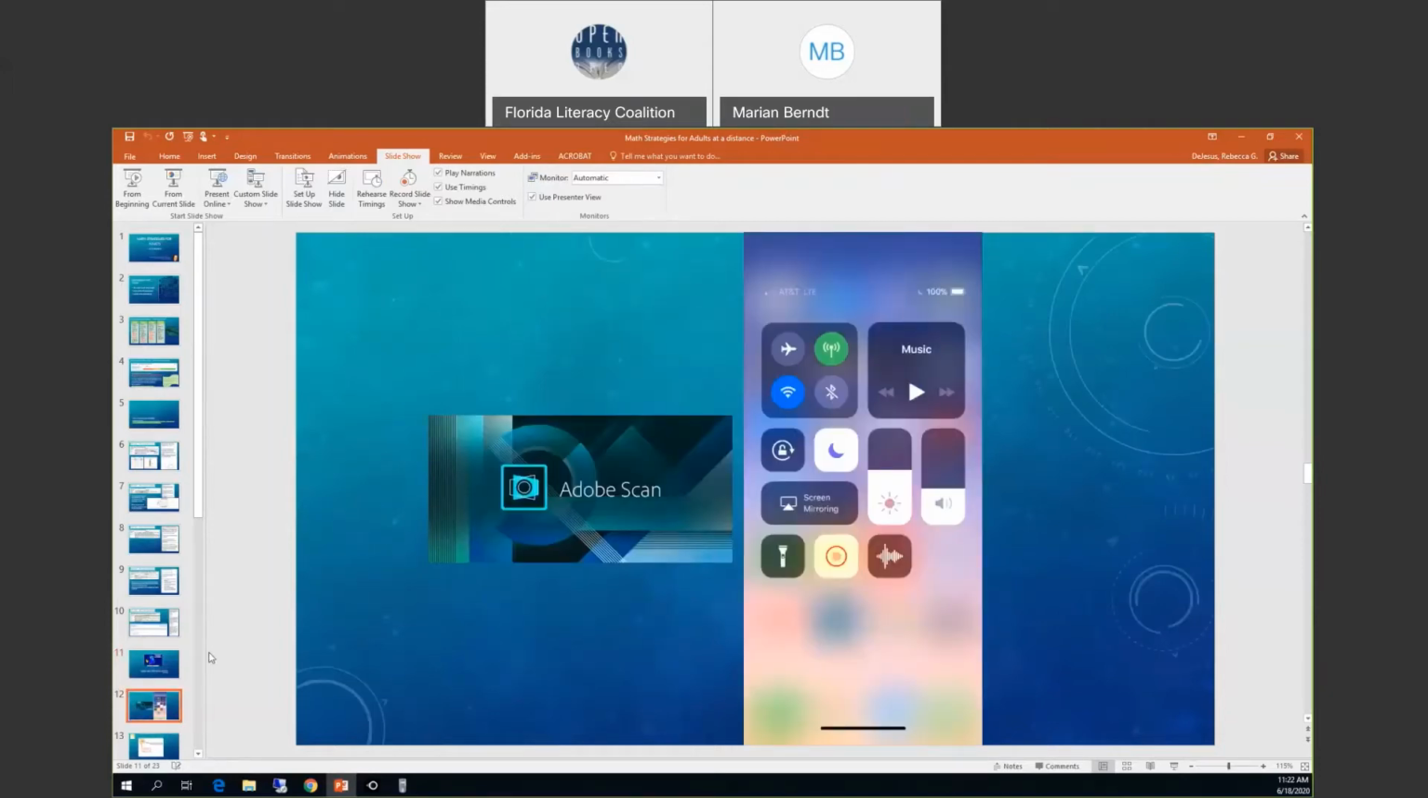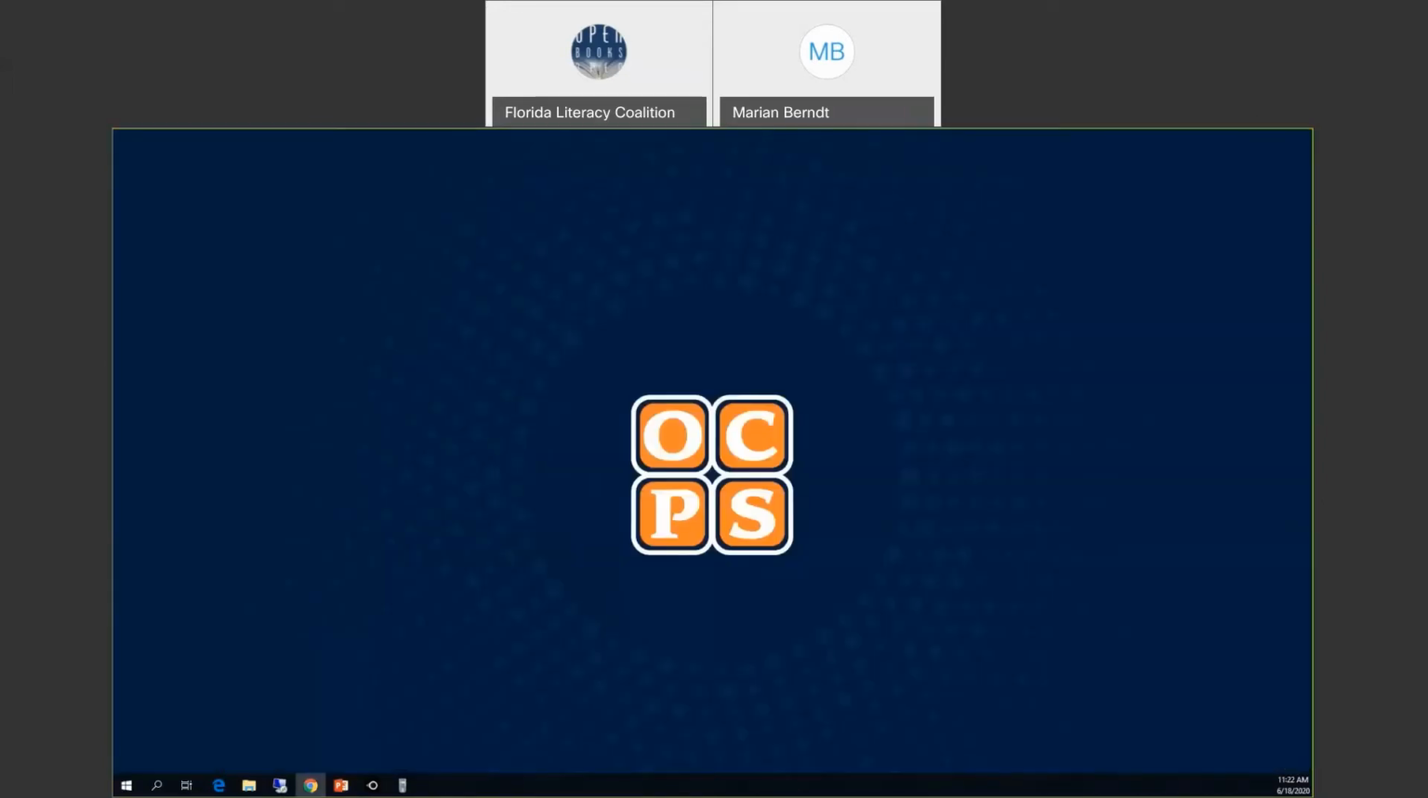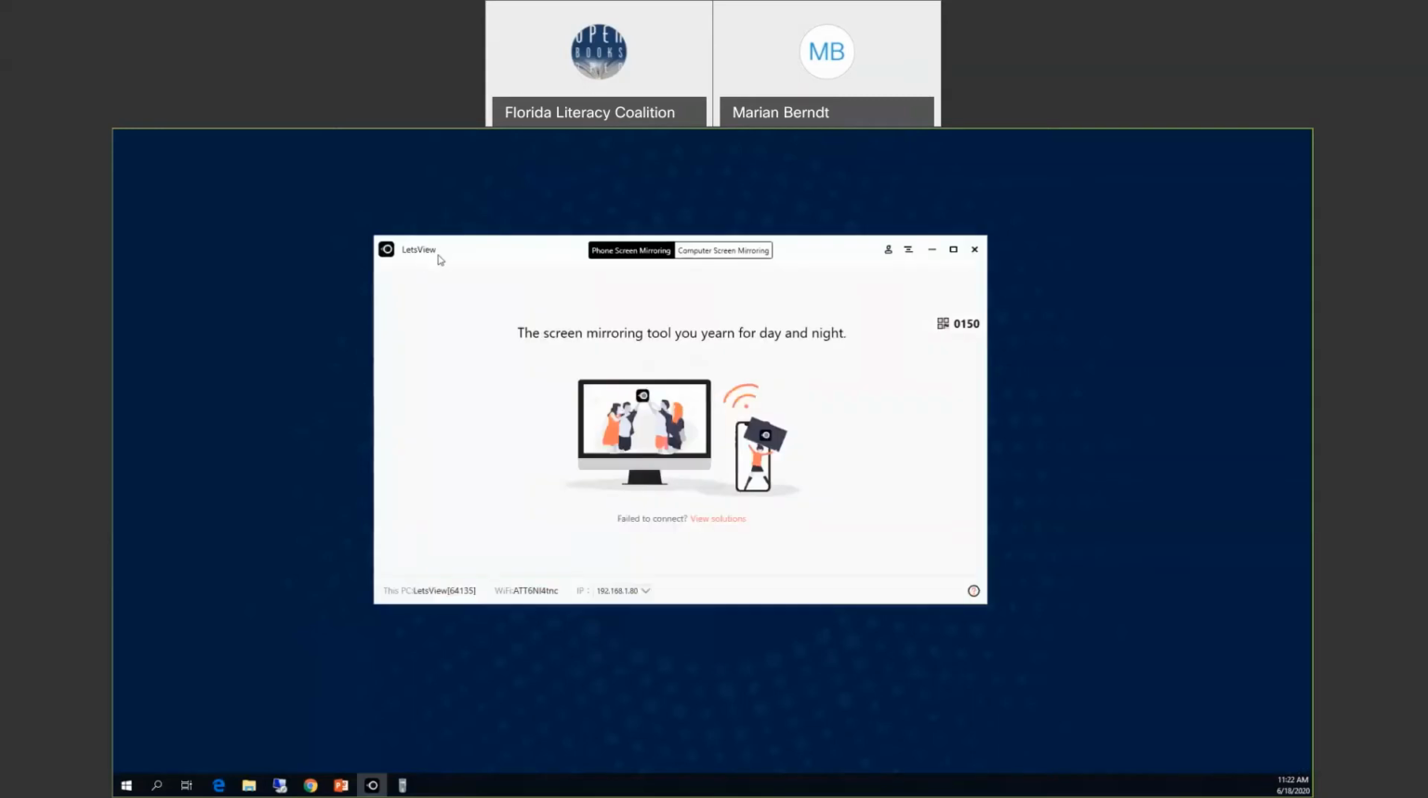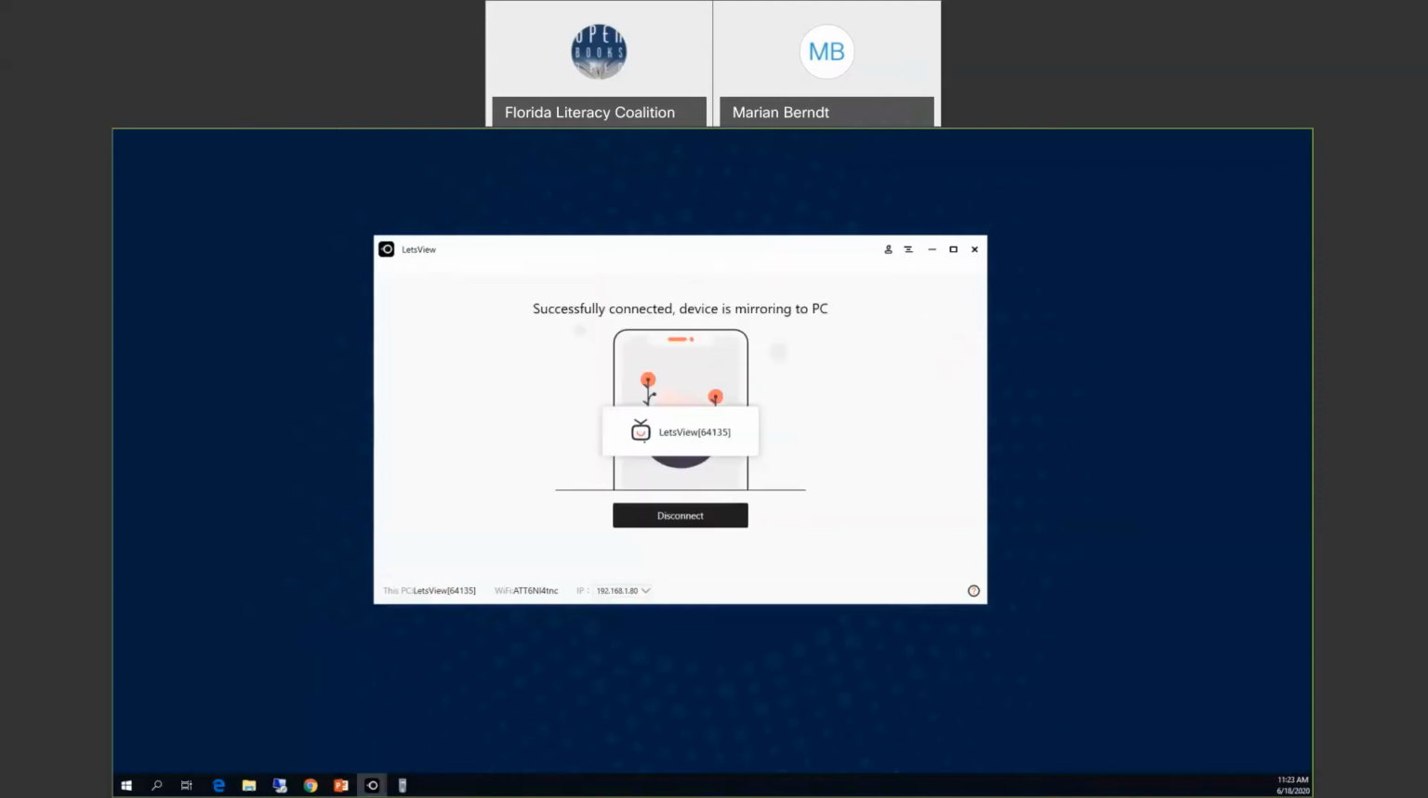resources that I love. So the first one is Adobe Scan, and I'm actually going to show you this live. And while I show this to you, I'm going to use this program called Let's View. Let's View. You can see it on the screen. And what it is going to allow me to do is show you my cell phone from this computer.